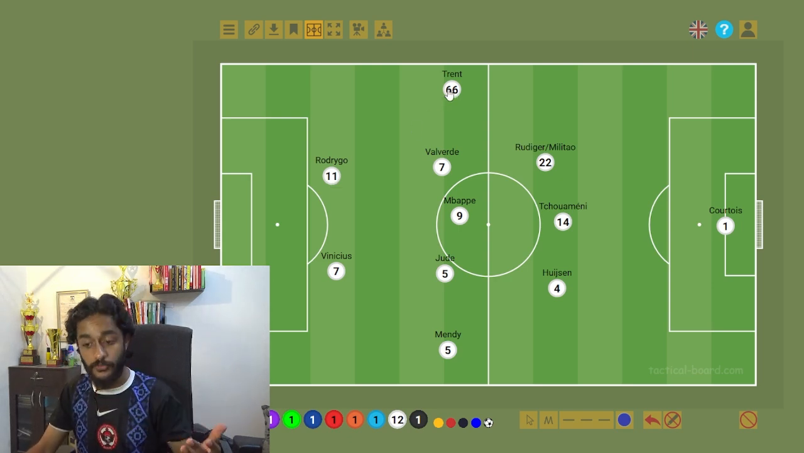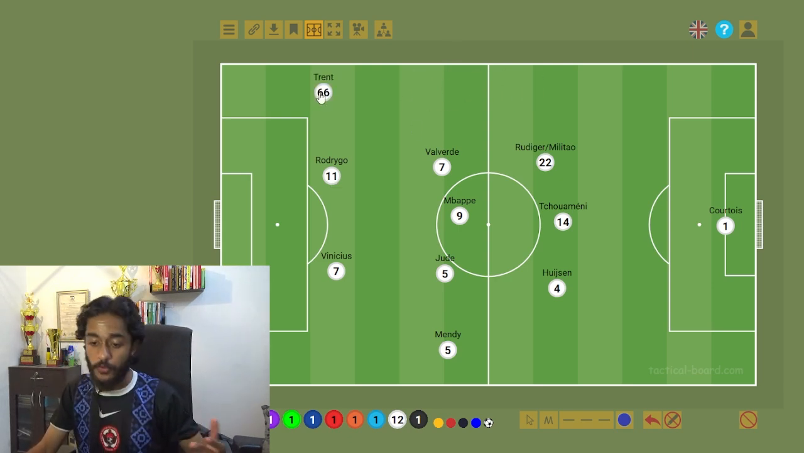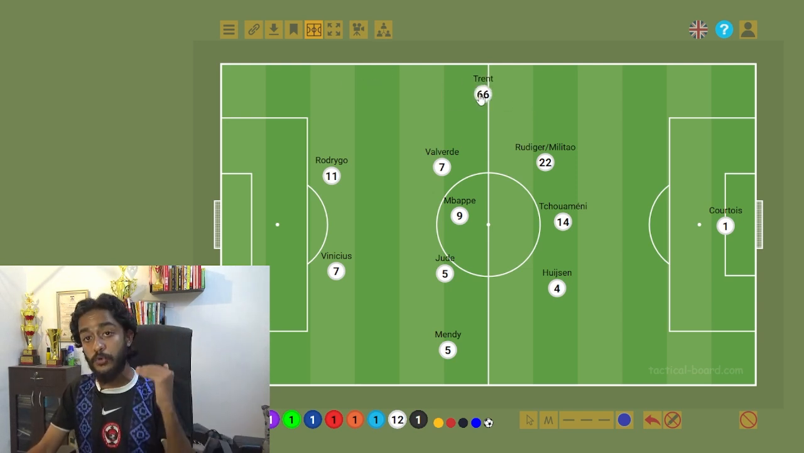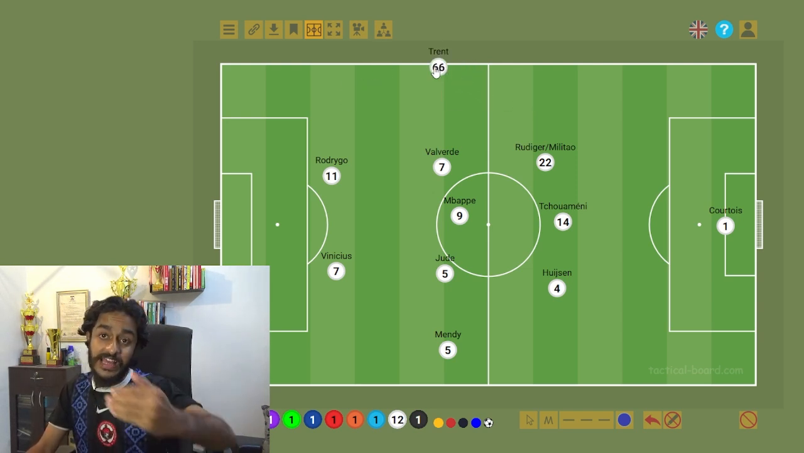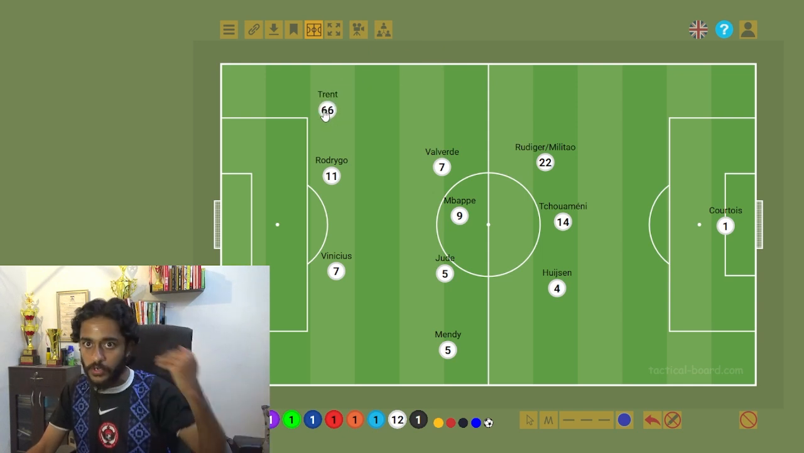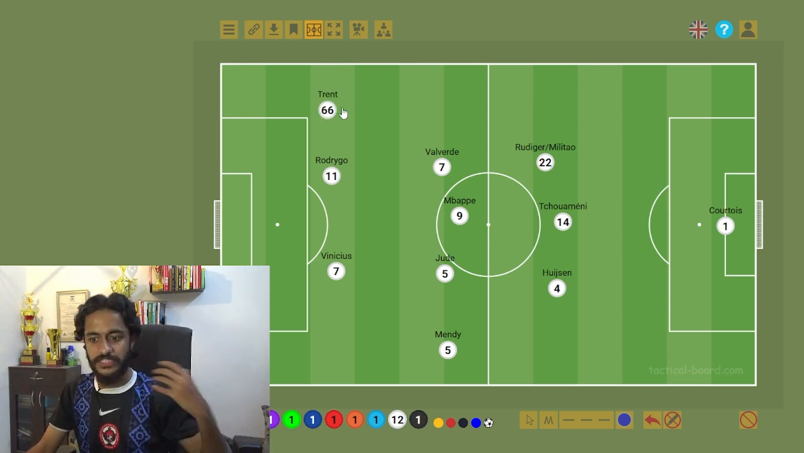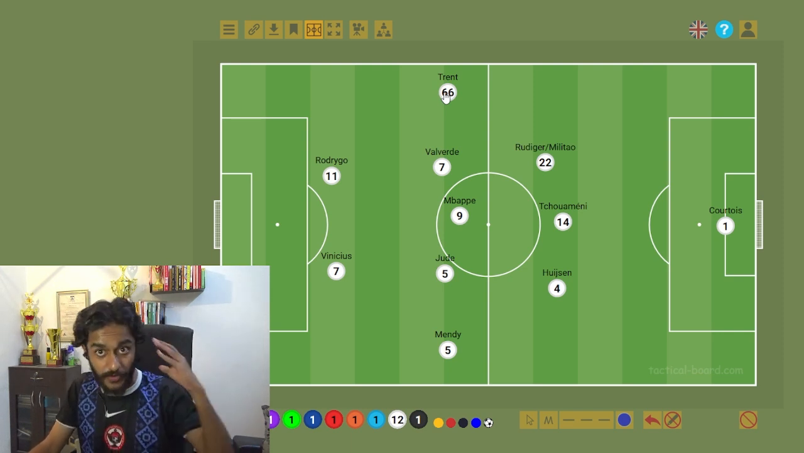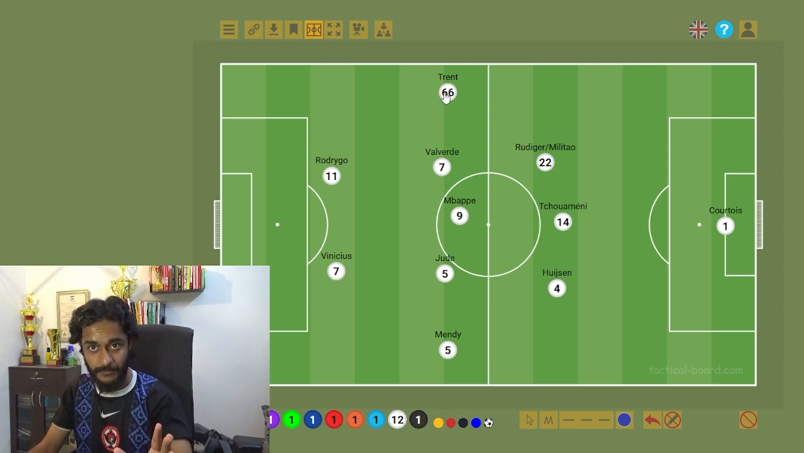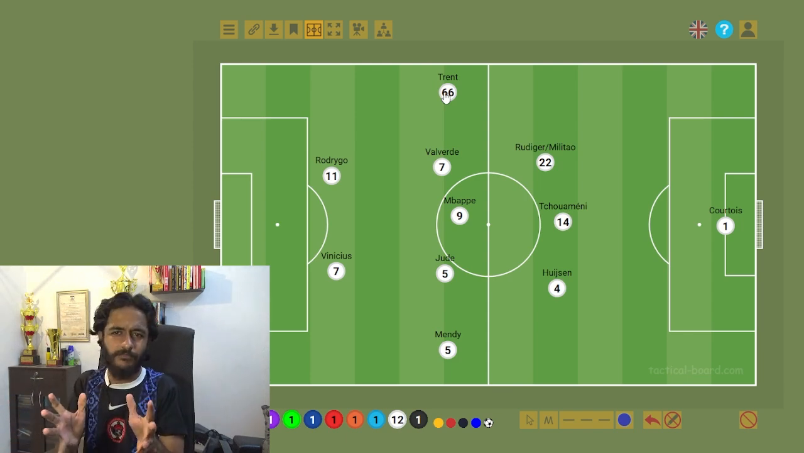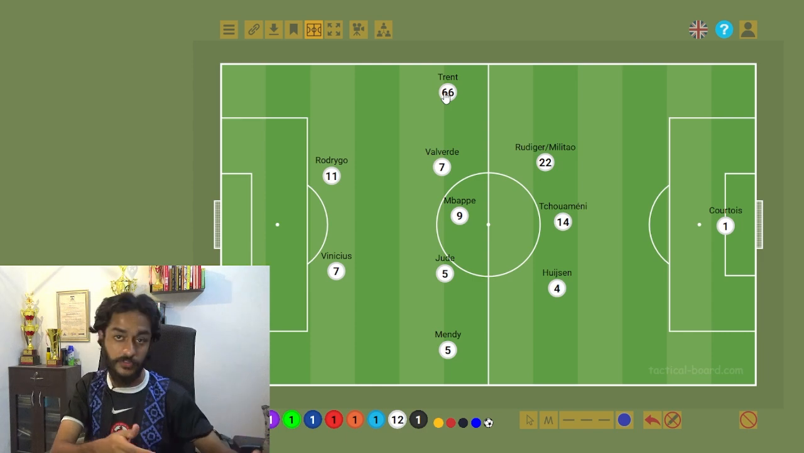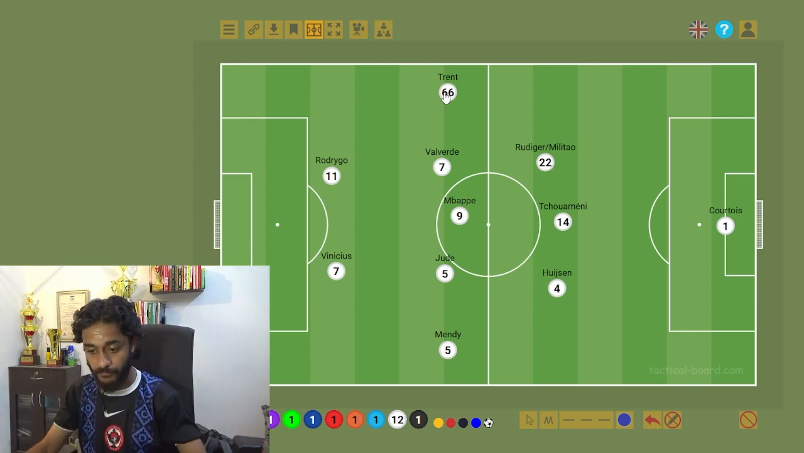Frimpong's role was to make run after run after run, up and down constantly, underlapping at times, but mostly staying out wide and overlapping, then coming inside with inverting runs and then playing crosses, taking shots. He became a brilliant goal scoring option occasionally and was very effective because of his raw pace, the very, very raw pace that he possesses. So this was the Frimpong way, which Frimpong played at Leverkusen very recently for a few seasons under Xabi Alonso.